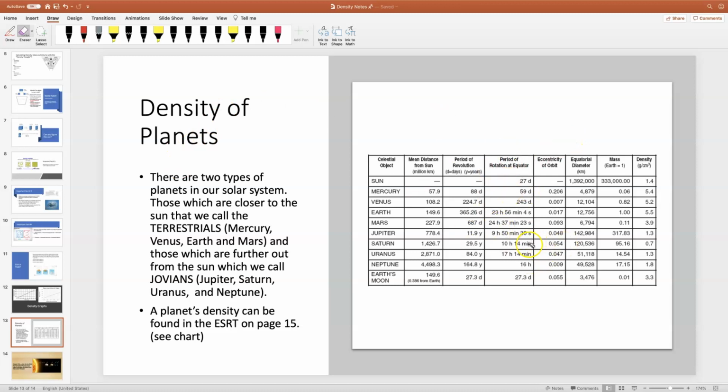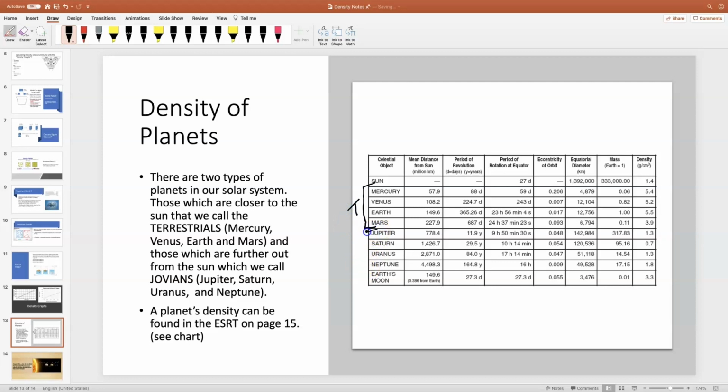This chart is actually found on page 15 of your Earth Science reference tables, and it has a column right here that says density of planets. It also includes the density of the sun and the density of the moon. The planets here are Mercury, Venus, Earth, Mars. Your first 4 planets are what we call terrestrial planets. If anybody knows the root word terre, in Spanish, la tierra, these terrestrials, T for terrestrials, mean that they're made up of dirt and rock.